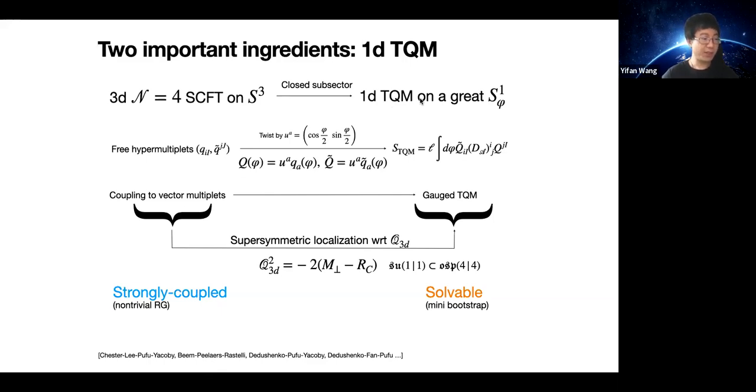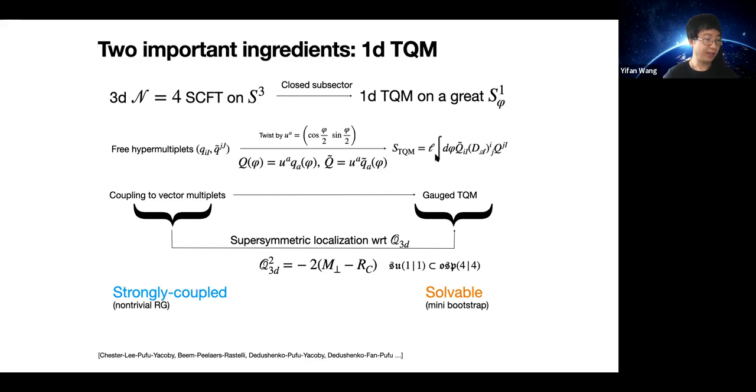So to be more explicit, just to give you a flavor of what this topological quantum mechanics looks like. In the simplest case, this topological quantum mechanics can be described by some free theory with first derivative kinetic terms. And this Q and Q tilde are some scalar fields in this 1D topological quantum mechanics, and they obey some anti-periodic boundary conditions along the circle.